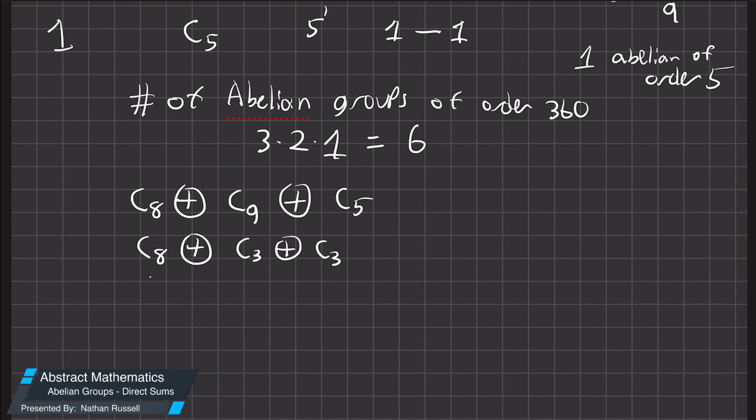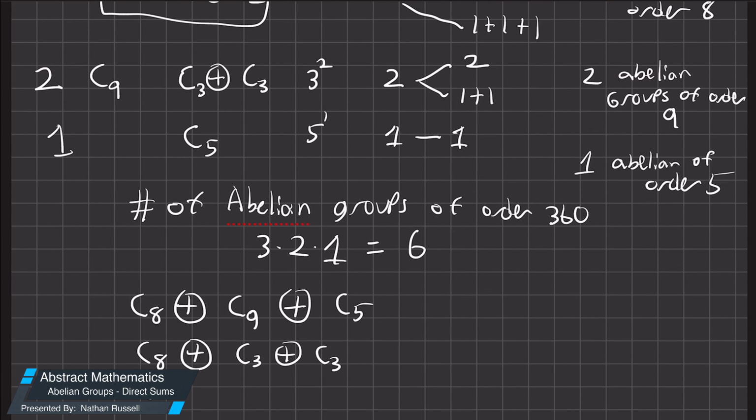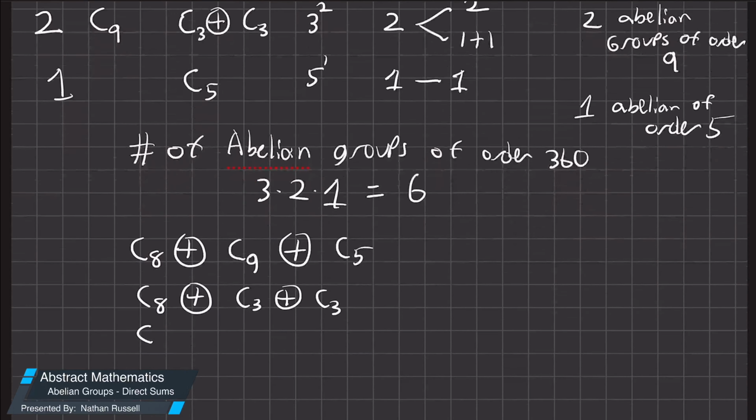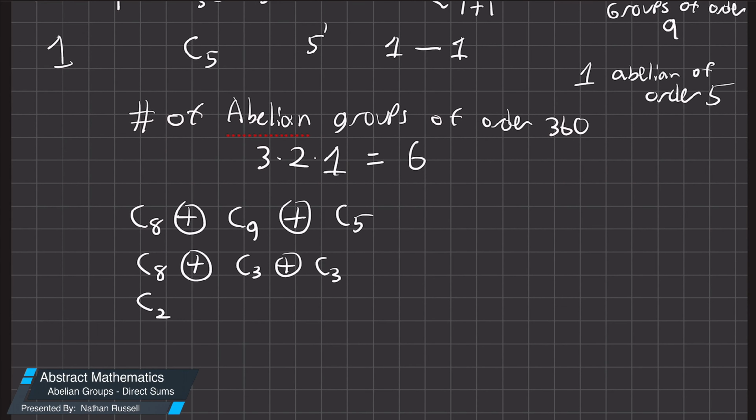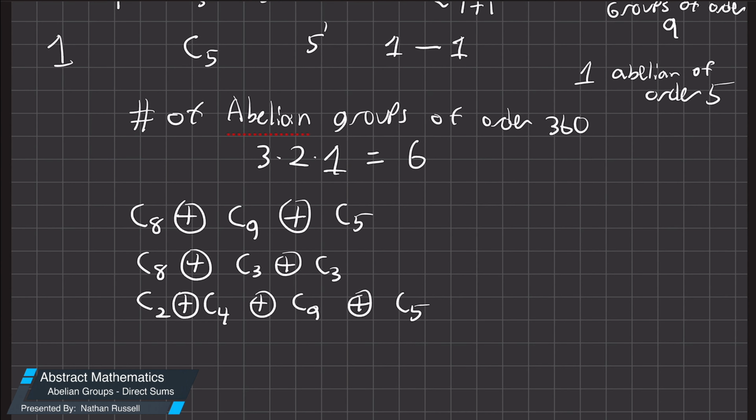Then we've already run through all these other ones, so the next one will be what? C2 direct sum C4, direct sum C9, direct sum C5. So we have C2 direct sum C4, direct sum, not C9, but now C3, direct sum C3, direct sum C5. So this would be kind of a complicated group to write out, right?